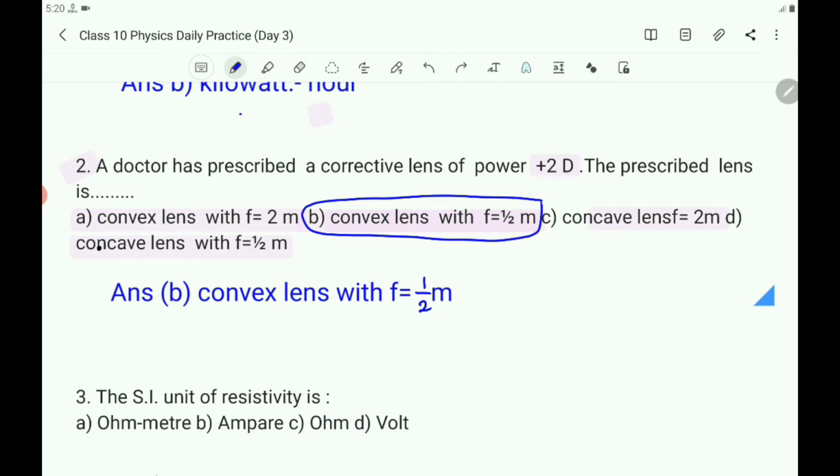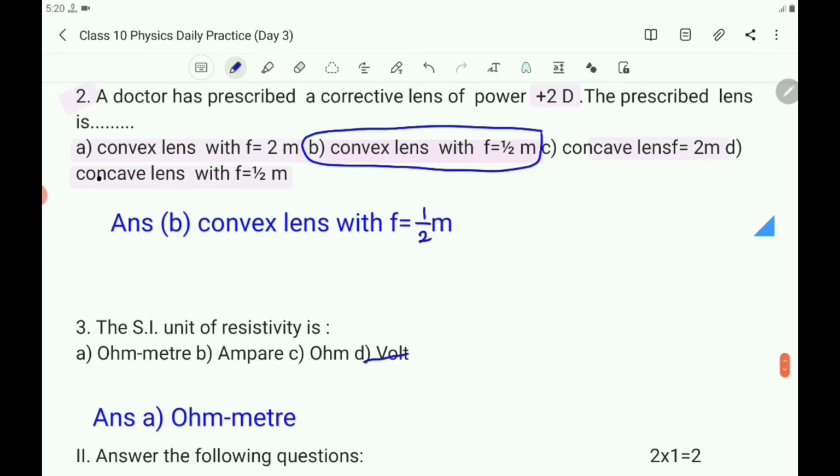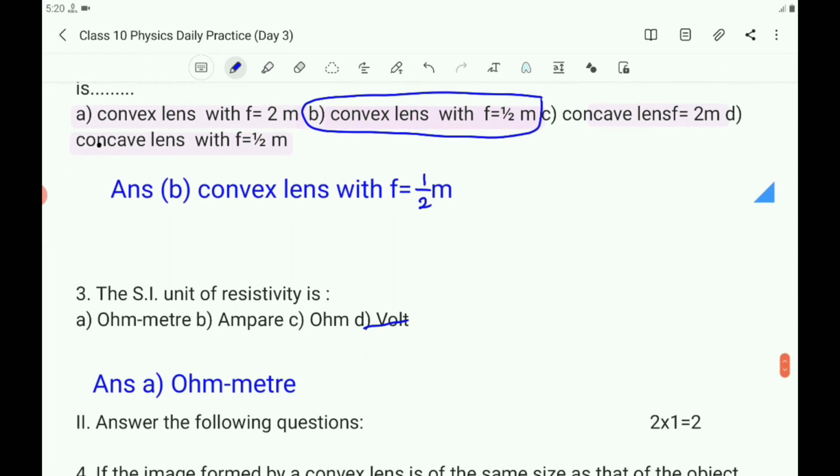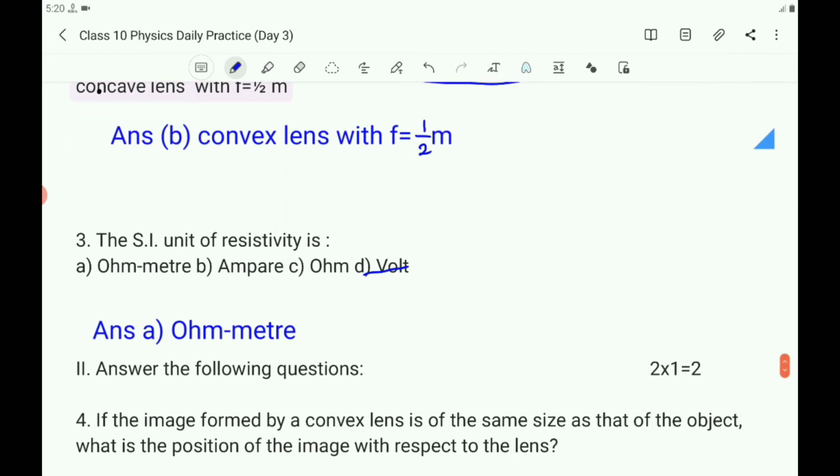You know that the unit of resistivity is ohm meter. You know that ampere is the unit of electric current, ohm is the unit of resistance, volt is the unit of potential difference, and option A, ohm meter, is the unit of resistivity. So you take the answer. What is the answer here? Answer is ohm meter, option A. Next question, fourth question. What is the fourth question?